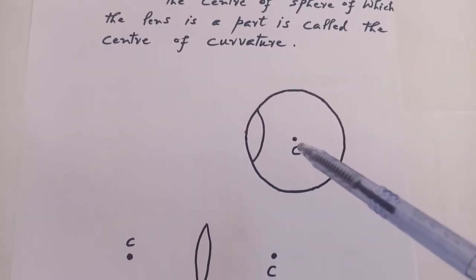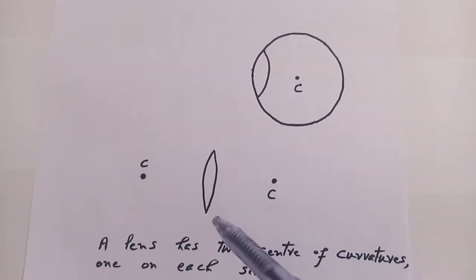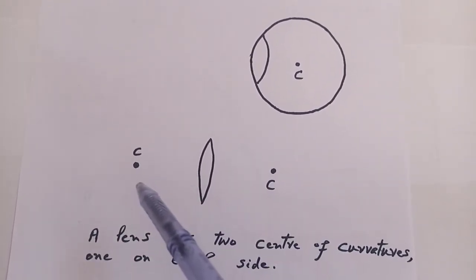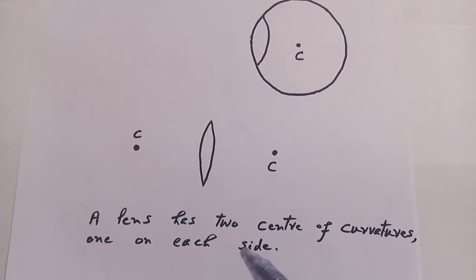And center of curvature is noted by C. Now every lens has two centers of curvature, one on this side, other on this side. So every lens has two centers of curvature.